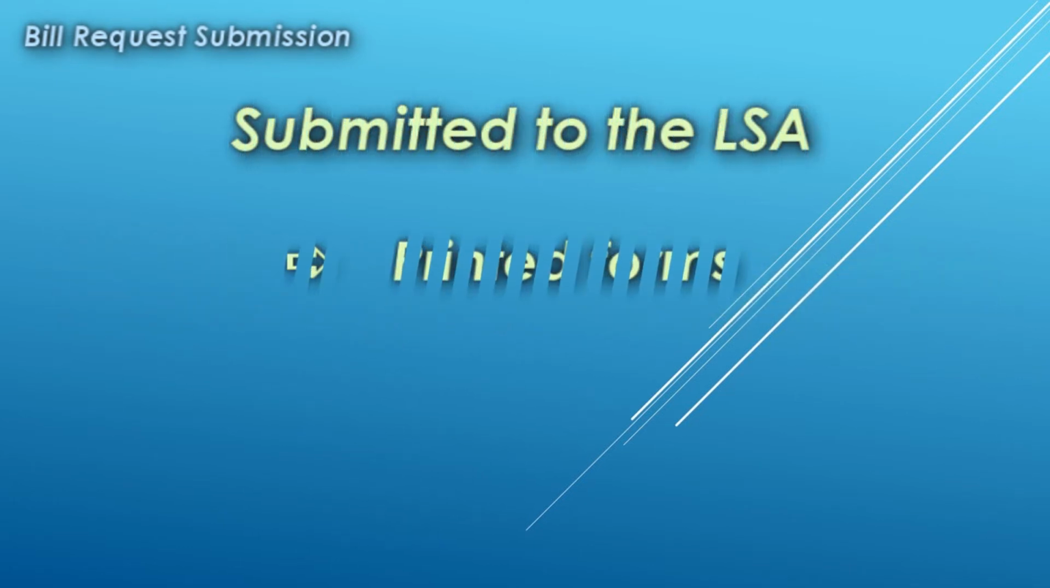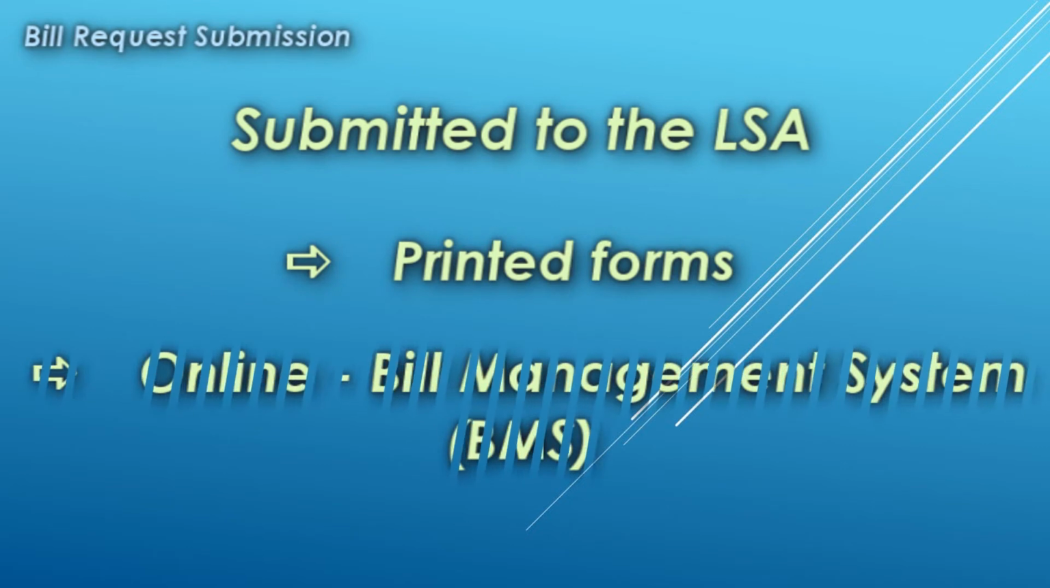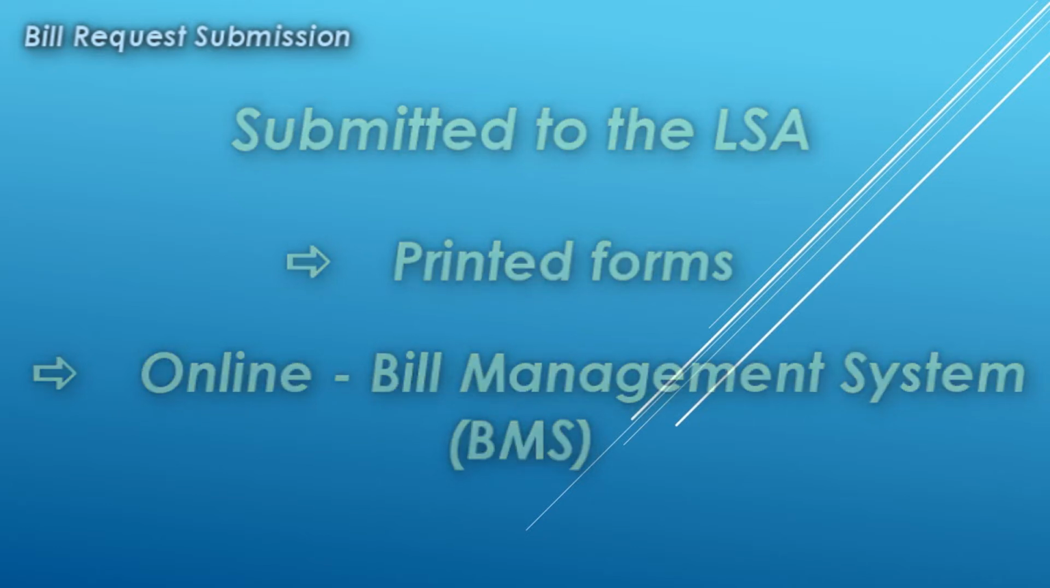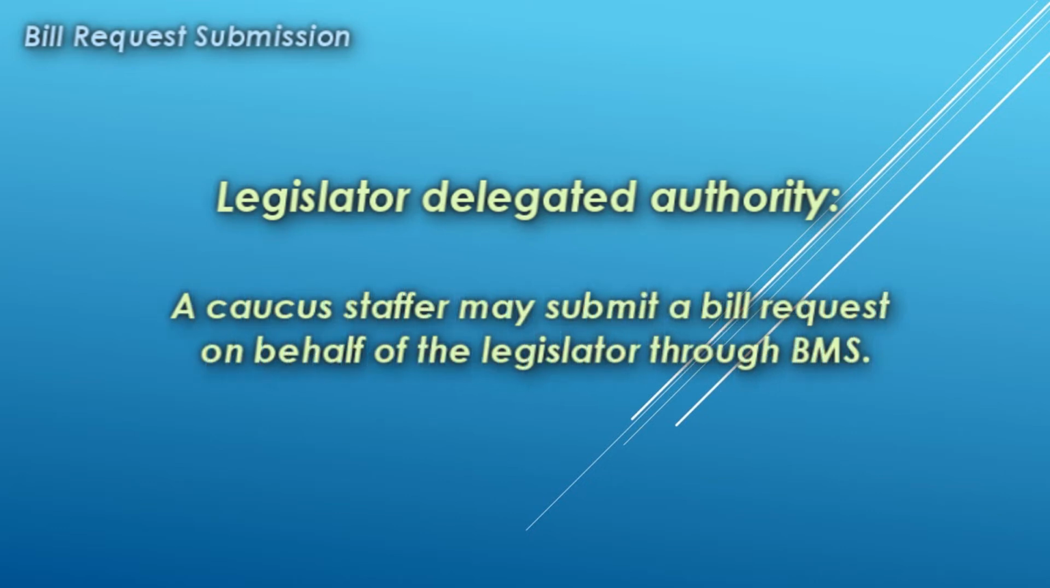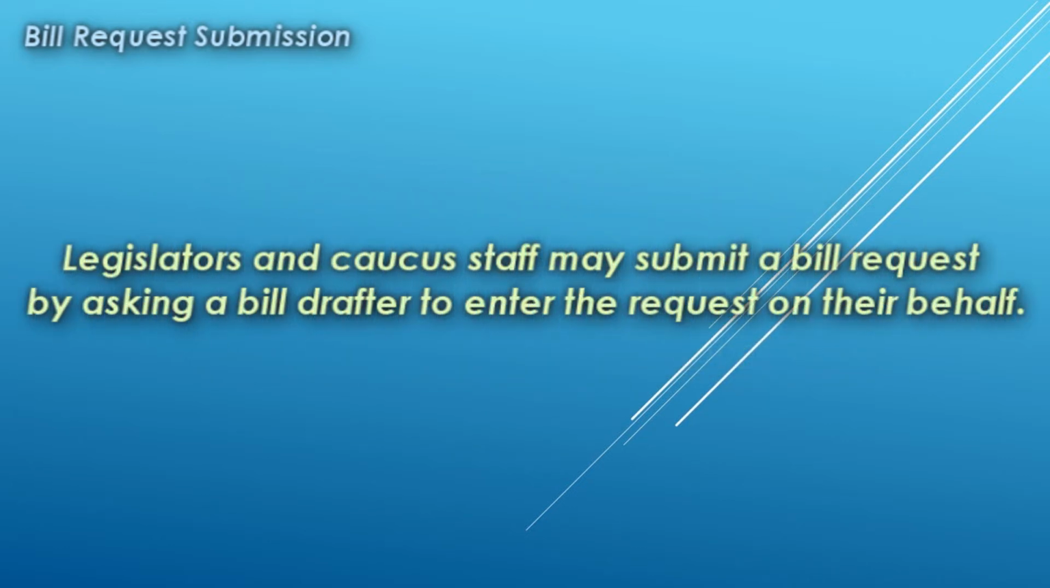Bill requests may be submitted to the LSA on printed forms or online through the Bill Management System, or BMS. Requests on a printed form must contain the sponsor's signature. If a legislator delegates authority, a caucus staffer may submit a bill request on behalf of the legislator through BMS. Additionally, legislators and caucus staff may submit a bill request by asking a bill drafter to enter the request on their behalf. Such requests can be made orally or through email.